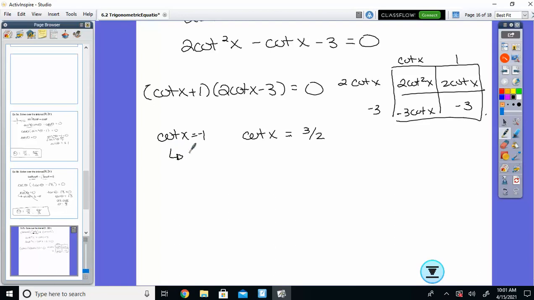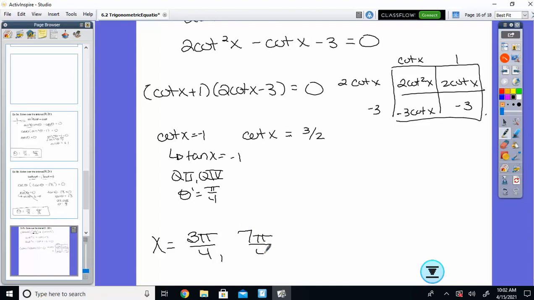If it helps you, think about reciprocals. That means tangent is 1 over -1, which is -1. When is tangent negative? In quadrants 2 and 4. Reference angle, when is tangent 1? 45 degrees. We're in radians, so we'll do pi over 4. So, in quadrant 2, pi over 4 would be 3 pi over 4. In quadrant 4, double minus 1 would be 7 pi over 4.